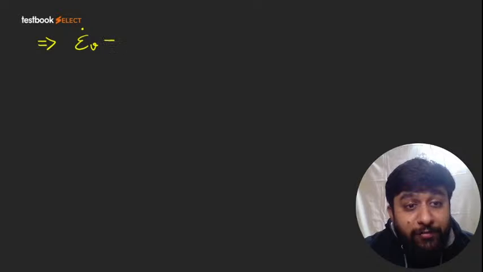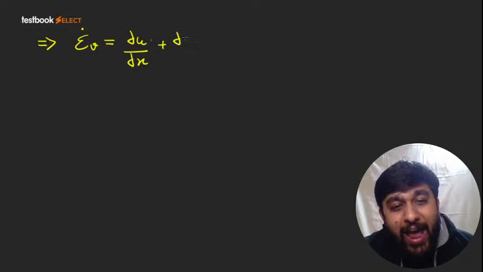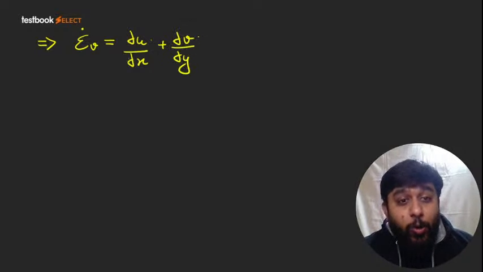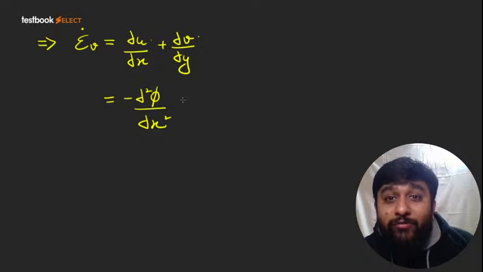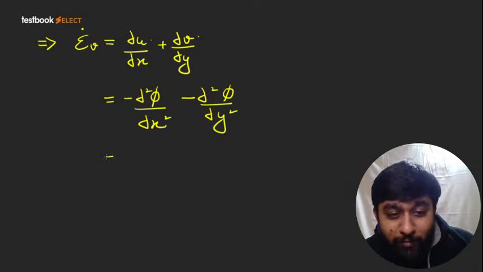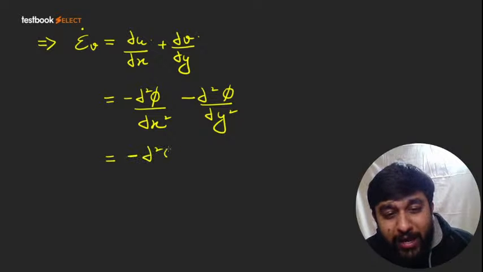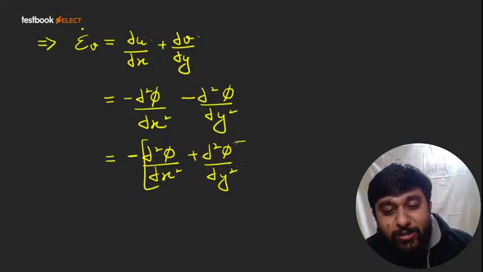So you will define a term that is volumetric strain rate: del u by del x plus del v by del y. Now substitute u. How do you write u? That is minus del phi by del x. So this will become minus del square phi by del x square. What is v? v is minus del phi by del y. So this will become minus del square phi by del y square. And obviously you can write it like this, minus del square phi by del x square plus del square phi by del y square, where I have taken minus as common.